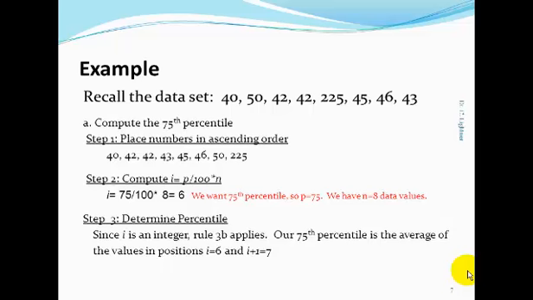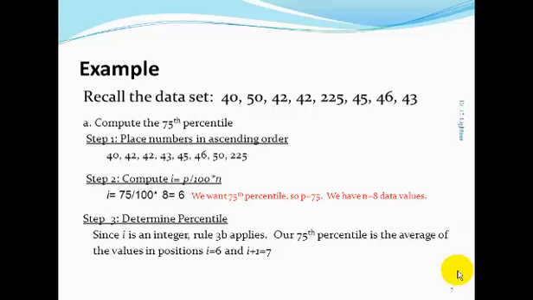Let's explore this data set. For the data set in this example, let's compute the 75th percentile. In step 1, we should start by placing these numbers in ascending order. In step 2, we must compute the index I. Recall, I is equal to P, which is 75 in this case since we want the 75th percentile, divided by 100 times n, and in this case n is equal to 8 since we have 8 data values. 75 divided by 100 times 8 is equal to 6.